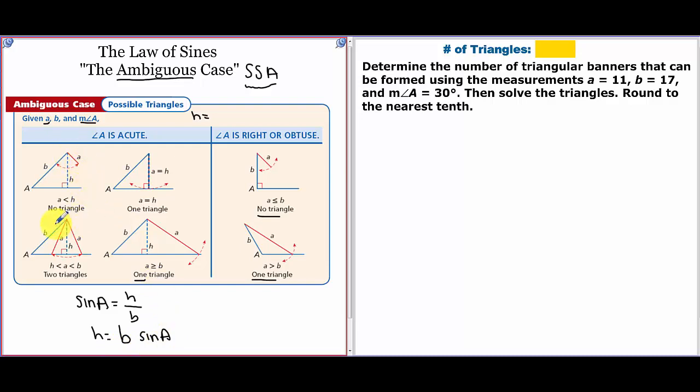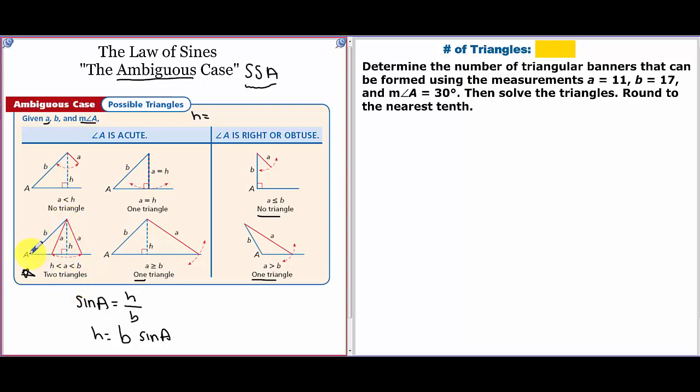If A is less than that, we have no triangle. Because remember, the shortest distance between a point and a line is the perpendicular distance. So if A is less than that shortest distance, we're going to have no triangle. If that shortest distance equals A, then we're going to have one triangle. Now, this is the challenging one, 2 triangles. If the height is less than A and A is less than B, so if A ranges between the height and side B, we're going to have 2 triangles.